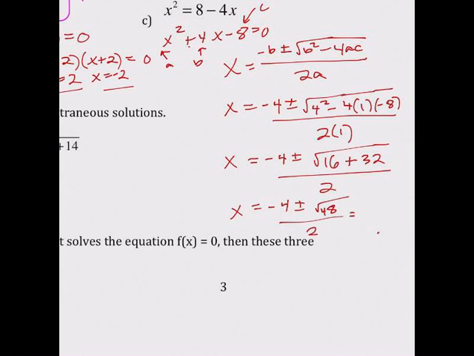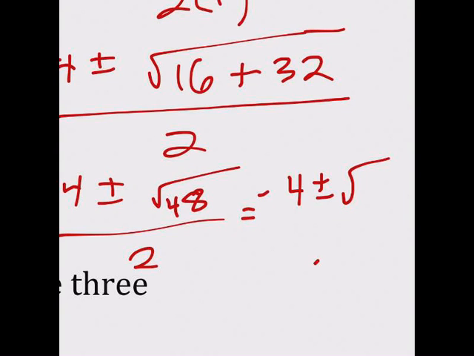I'm very multilingual today. Do you like that? They all work. Let's do 16 times 3 in there. I can make this bigger, bigger, bigger. 16 times 3 all over 2. Now I'm not going to leave it like that. So it's negative 4 plus or minus the square root.